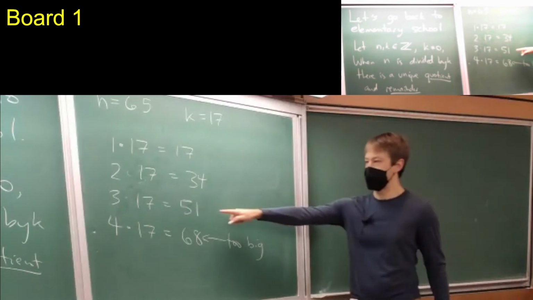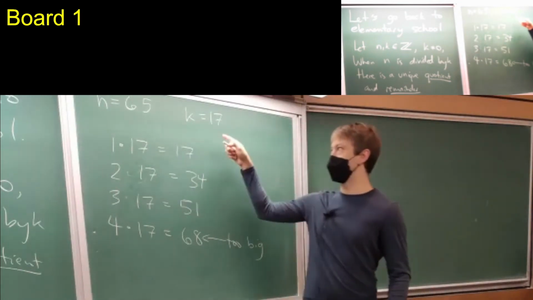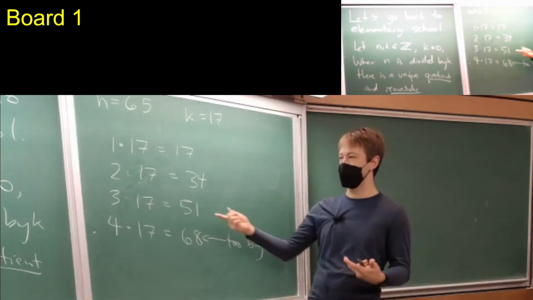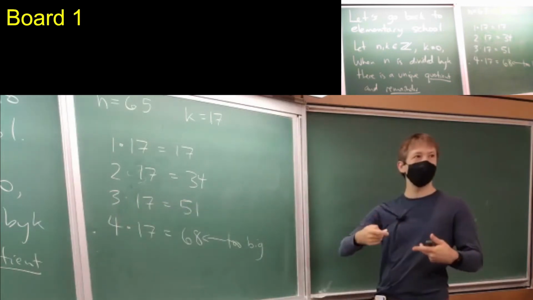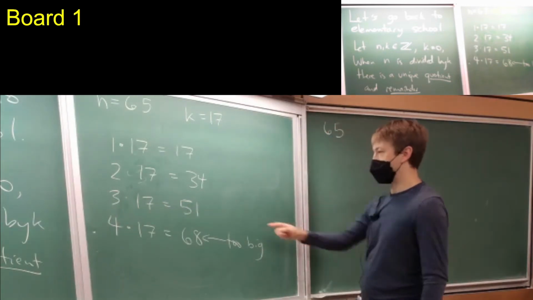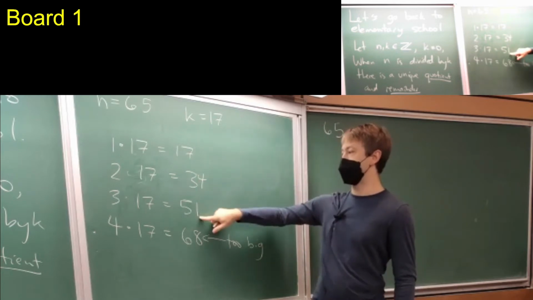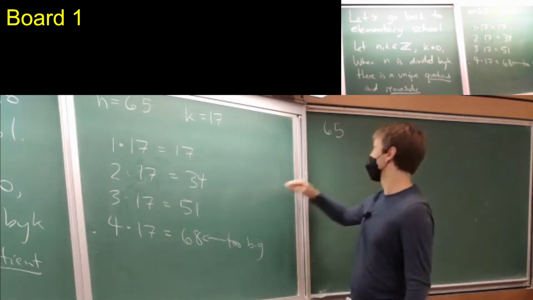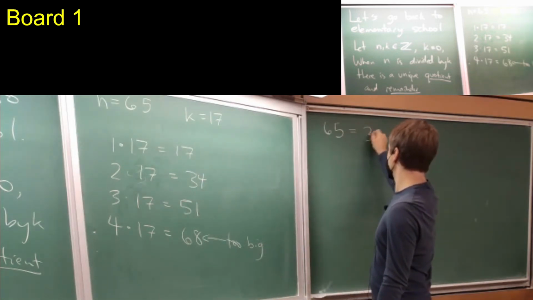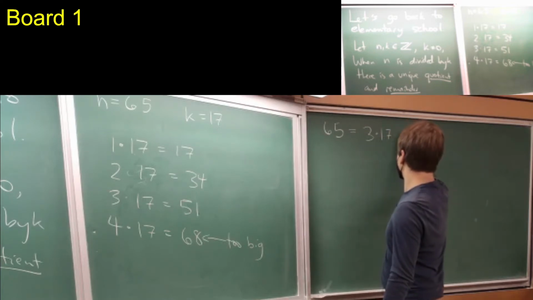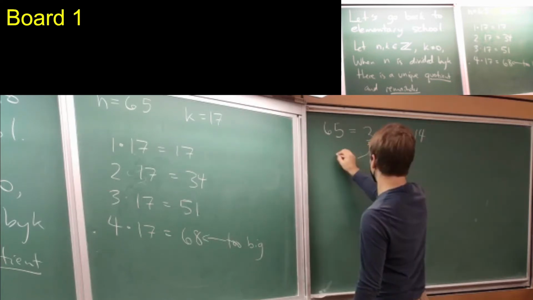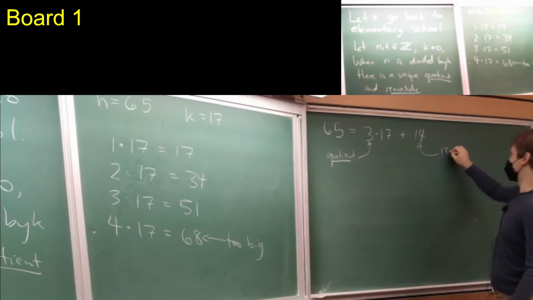So my quotient, when I divide 65 by 17, is 3. It goes in 3 times. And my remainder is going to be whatever 65 minus 51 is, so it's 14. So 65 is 3 times 17 plus 14. This is my quotient, and this is the remainder.